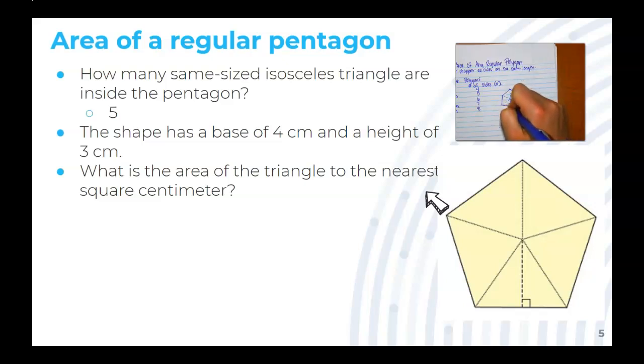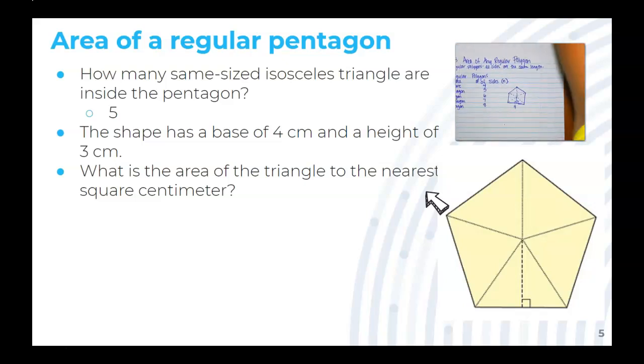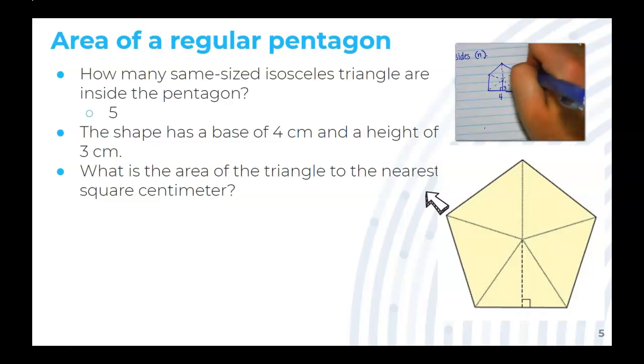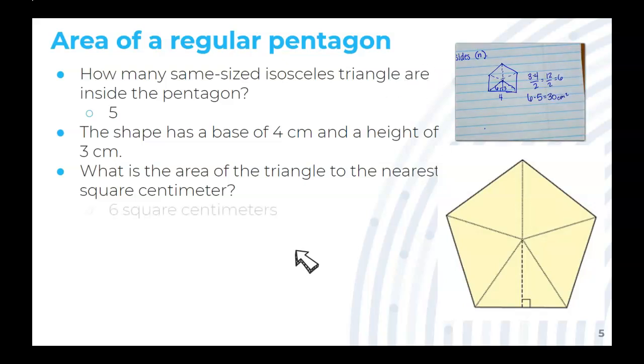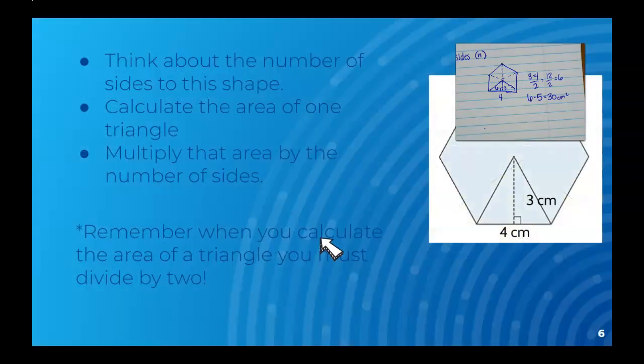We have this one that is base of 4, height of 3. So in order to calculate the area of this triangle, I'm going to plug into my triangle formula. 3 times 4 divided by 2 is 12 divided by 2, which gives me 6. So this one triangle has an area of 6. How many triangles are there? There are 5. So 6 times 5 gives me 30 square centimeters. I kind of worked ahead of our presentation there.